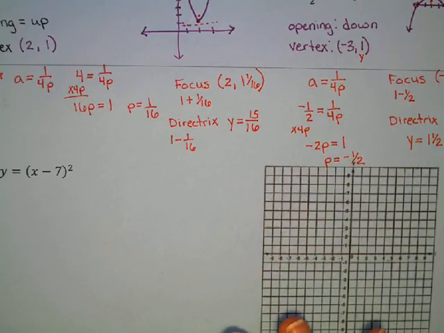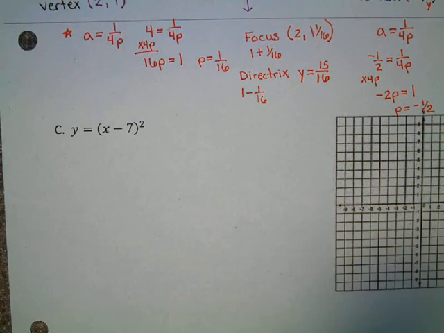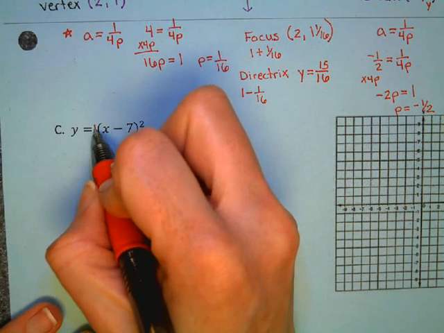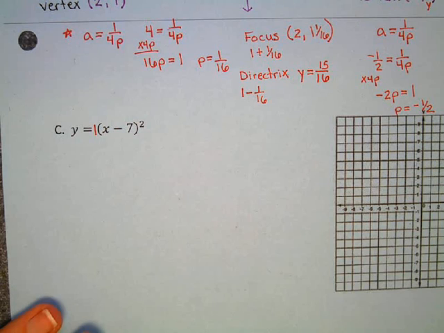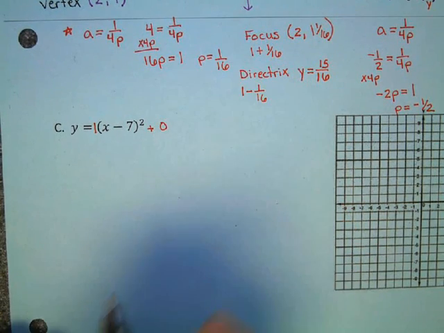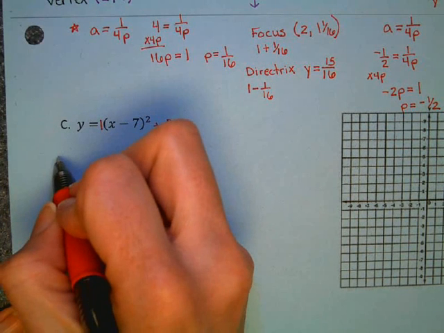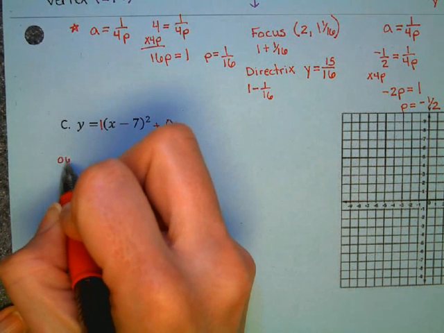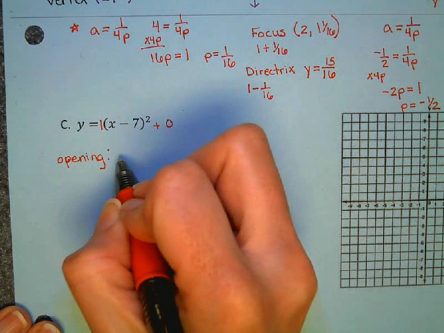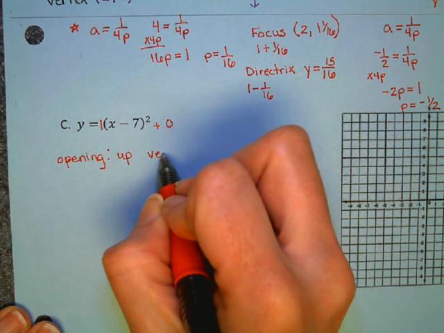This one's a little bit different. There isn't a number located in the front. If there's no number in front of the parentheses, that just means your a value is a 1. And if there's no number at the end, we can just put +0. So that will help me determine how to graph this. The opening, since that is 1, that's a positive, it's going to open up. And the vertex is going to be at the point 7, 0.